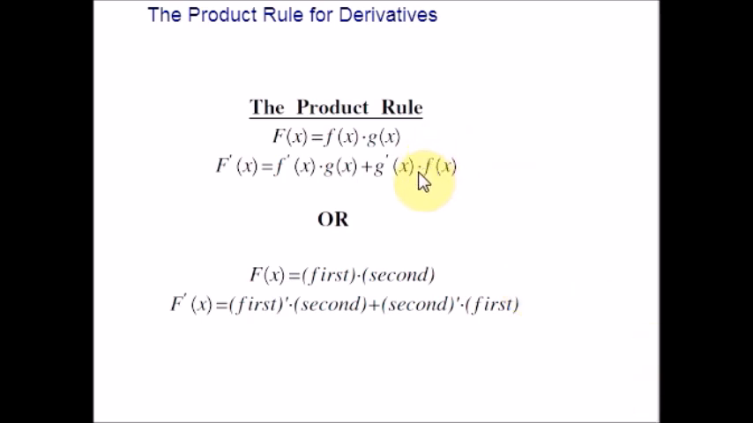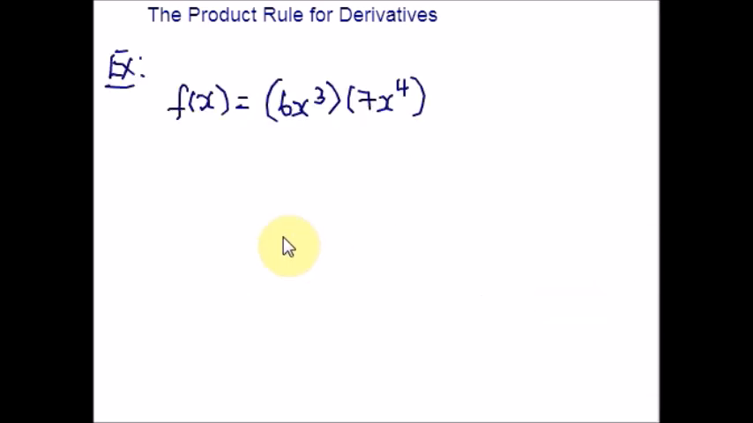Now let us see how to use the product rule in the problems. Let me take some examples and explain. Here is our first example. If f of x is equal to 6x cubed times 7x raised to 4, find the first derivative, f dash of x. Here, did you notice that there are two functions multiplied with each other? So to find the derivative of this function f of x, we need to use the product rule.